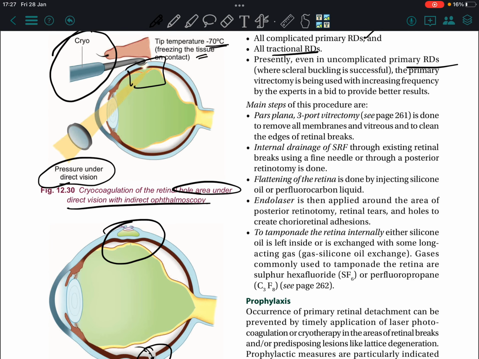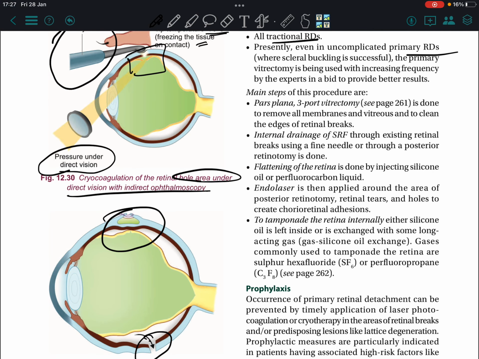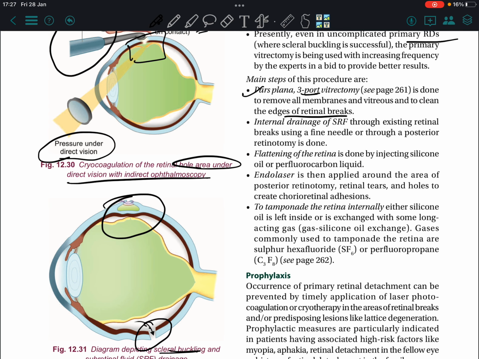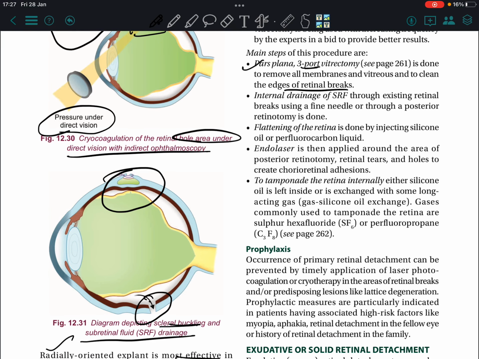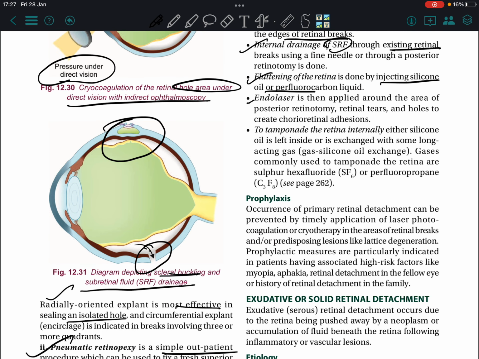Presently, even in uncomplicated primary RD, vitrectomy is also carried out. Main steps of the procedure: pars plana 3-port vitrectomy is done to remove all membranes and vitreous and to clean the edges of retinal breaks. Internal drainage of SRF through existing retinal breaks using a fine needle. Flattening of the retina is done by injecting silicone oil or perfluorocarbon liquid.